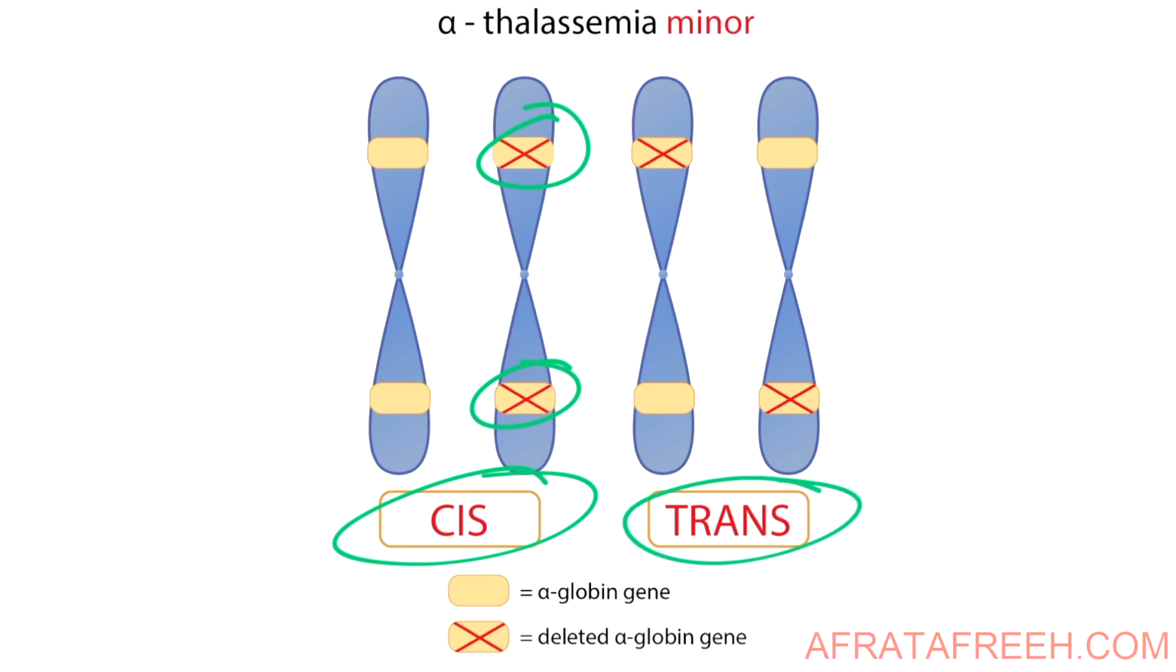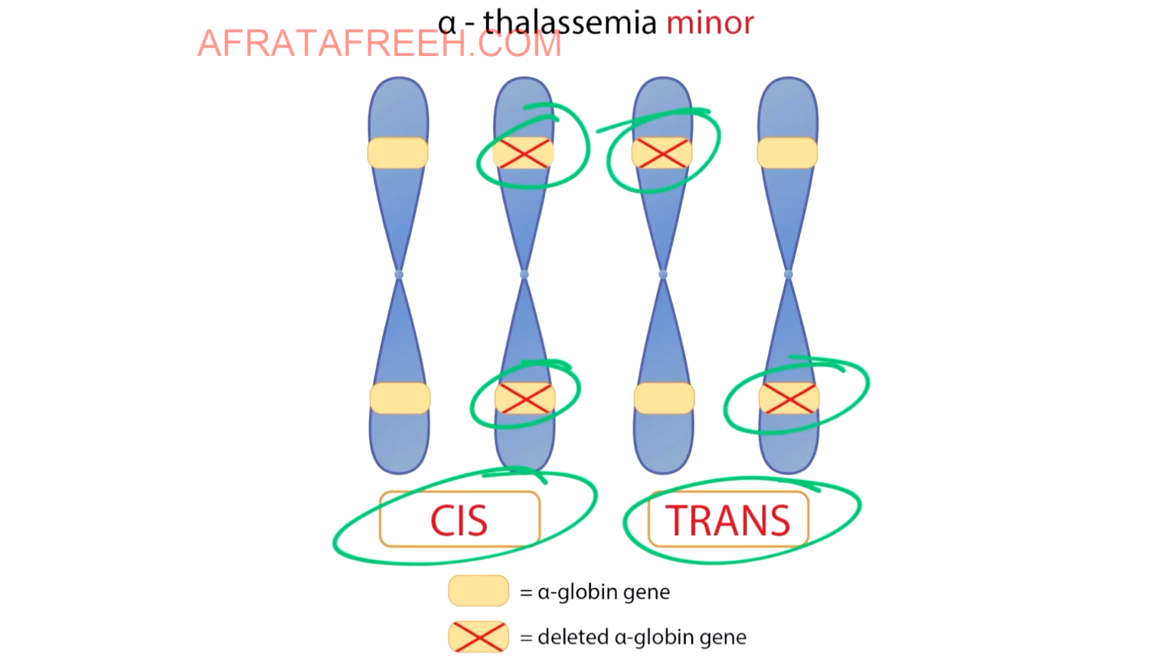In a transdeletion, the deletion occurs on each chromosome. The end result in alpha thalassemia minor is that 2 alpha globin genes remain. So from this image, we can see that a transdeletion is less severe in the sense that if it's passed on to offspring, it's less likely to cause symptoms. And notice that in either cis or trans, the end result is that 2 alpha globin genes remain.